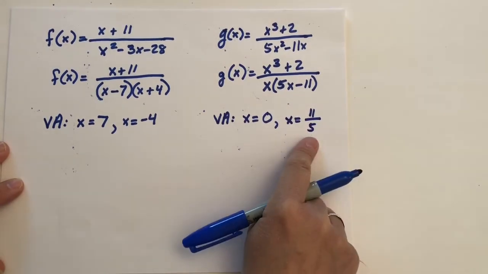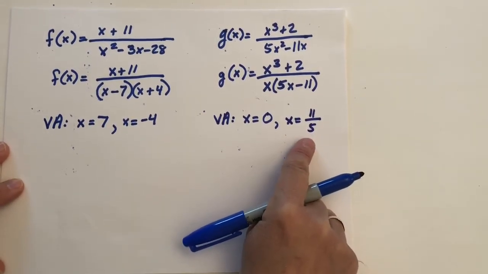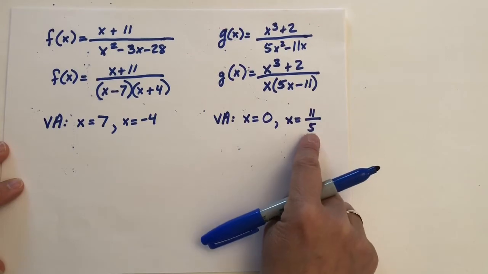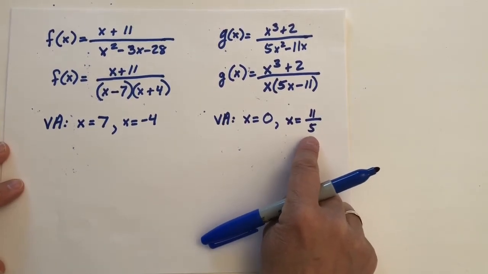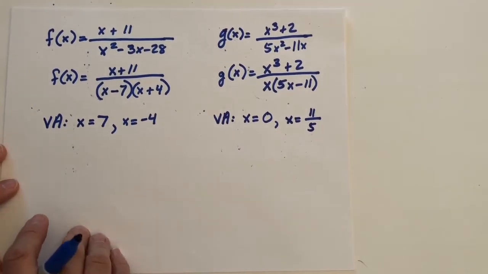Our vertical asymptotes don't have to occur at integer values, right? 11/5 is, what is that, 2.2 if you change it to a decimal? Totally fine to have vertical asymptotes there. Let's do another one.